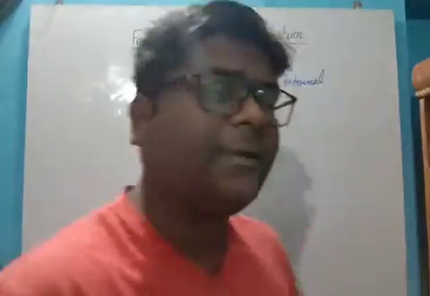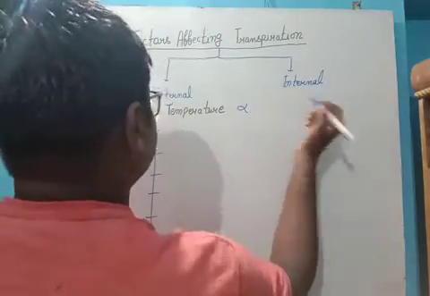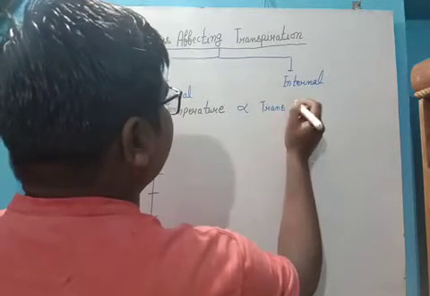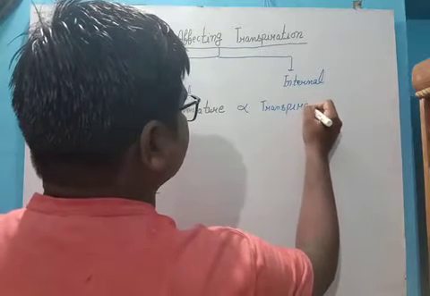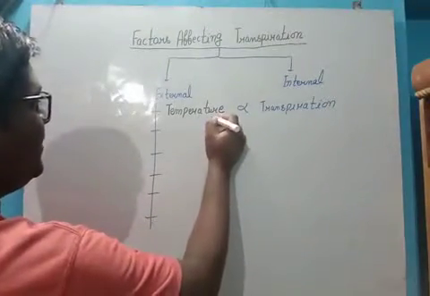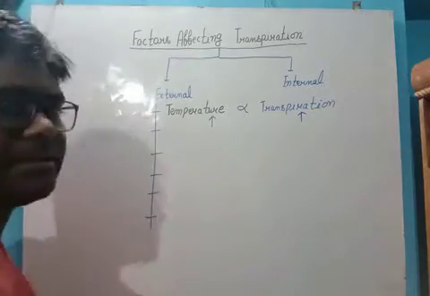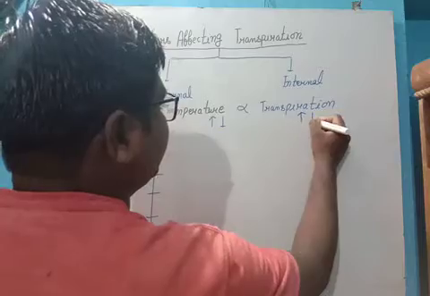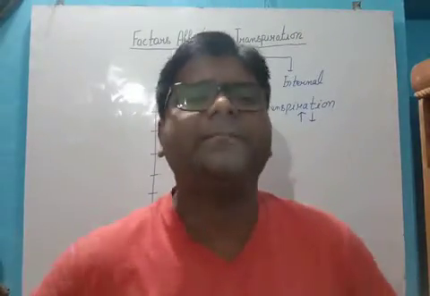So we have that mathematical expression: temperature is directly proportional to transpiration. Transpiration is directly proportional to temperature. It means whenever we have an increase in temperature, we will have an increase in transpiration, and whenever we have a decrease in temperature, we have a decrease in transpiration. So that is the simple understanding.